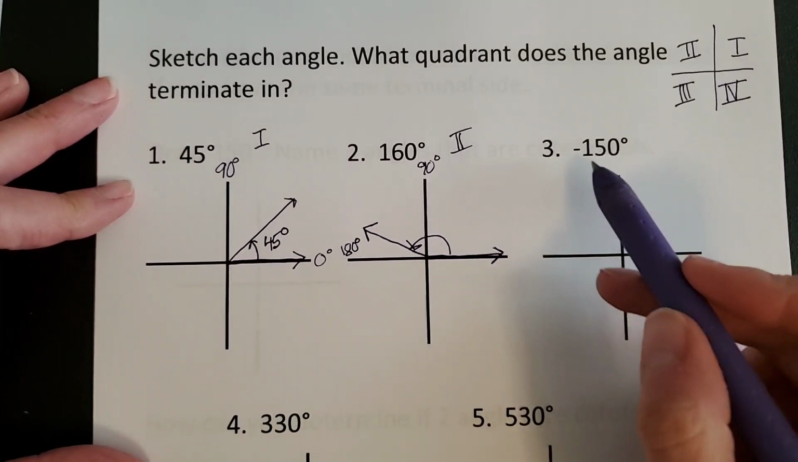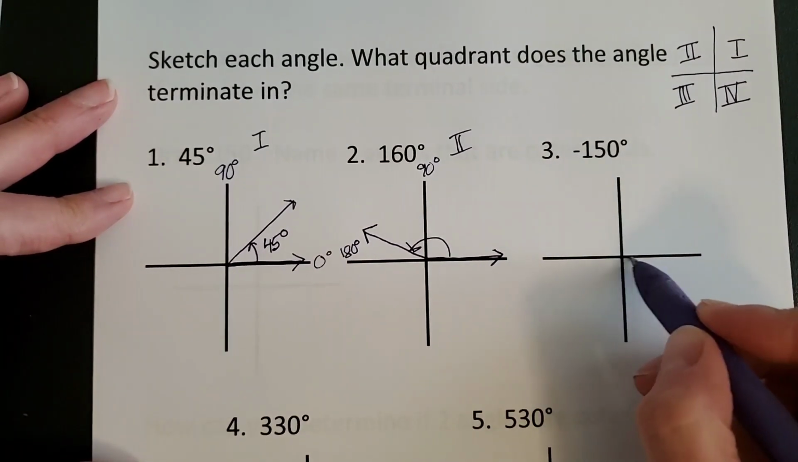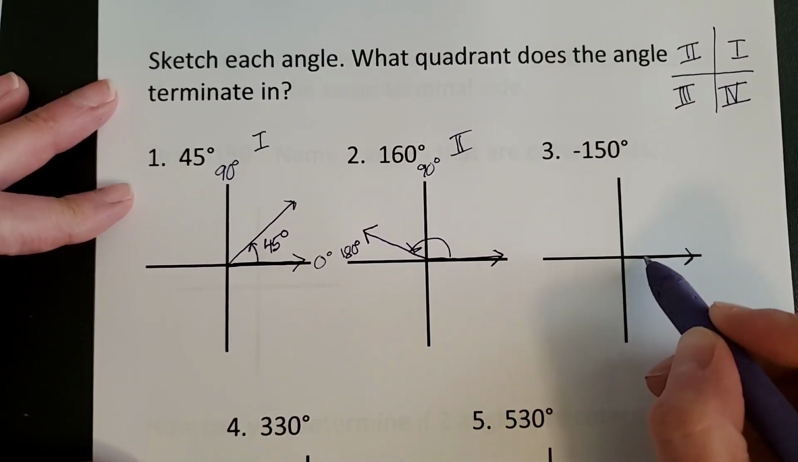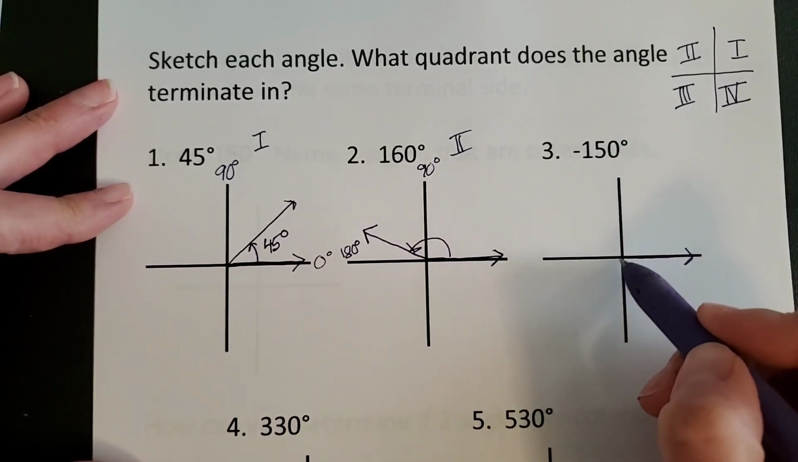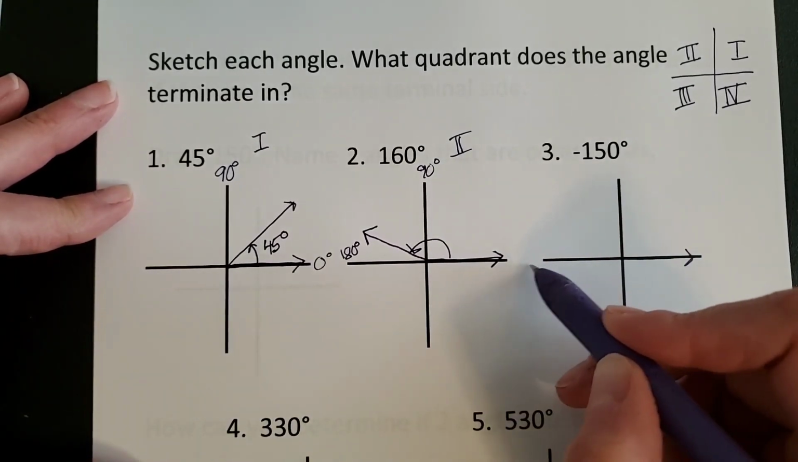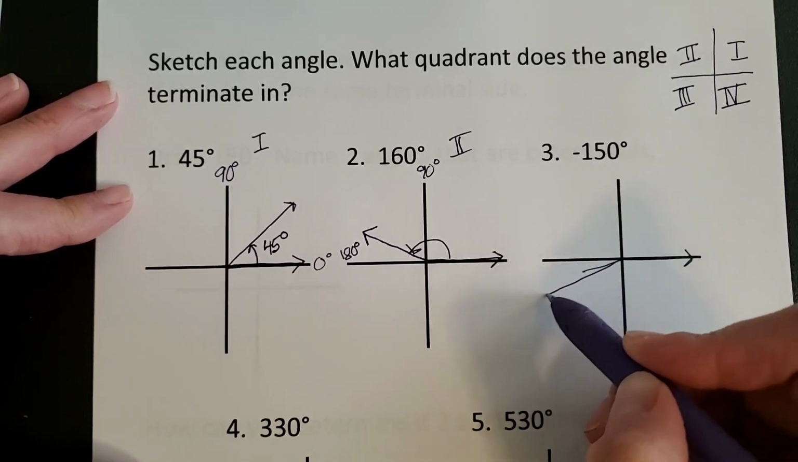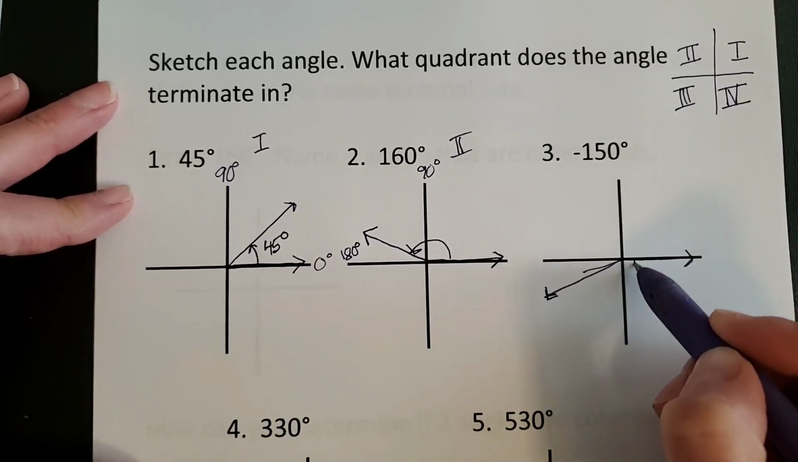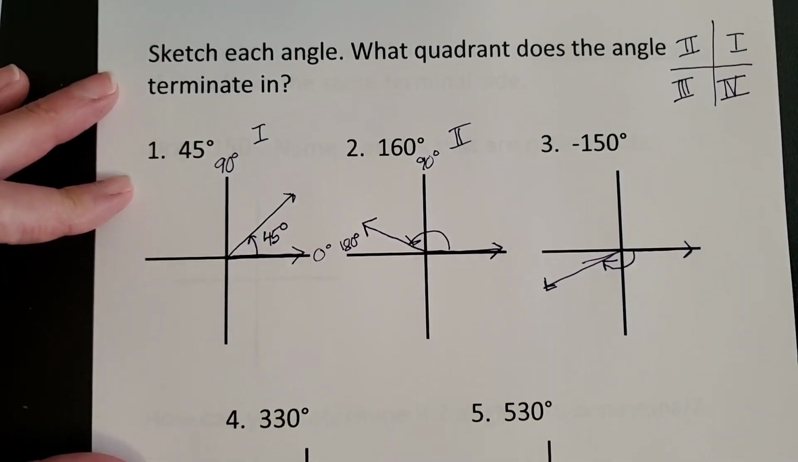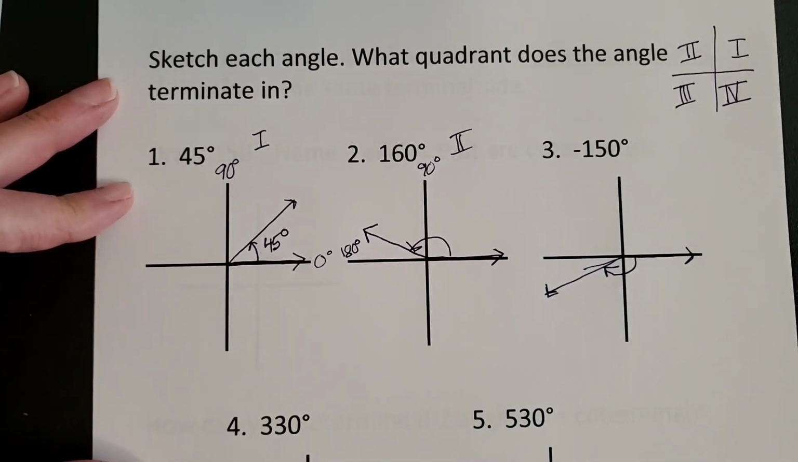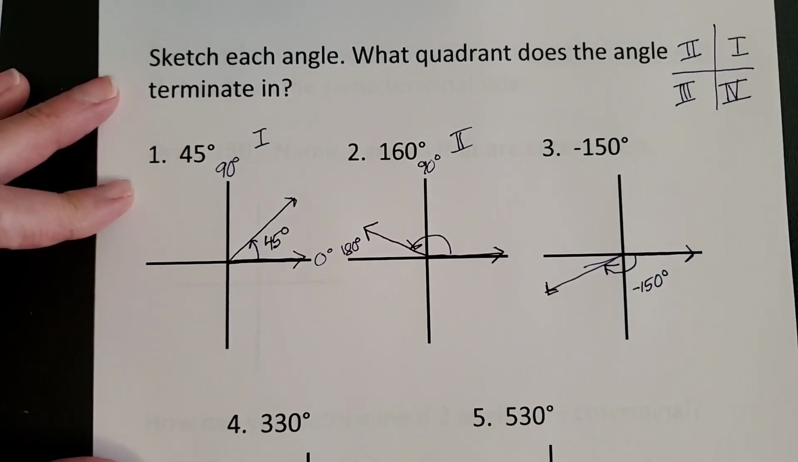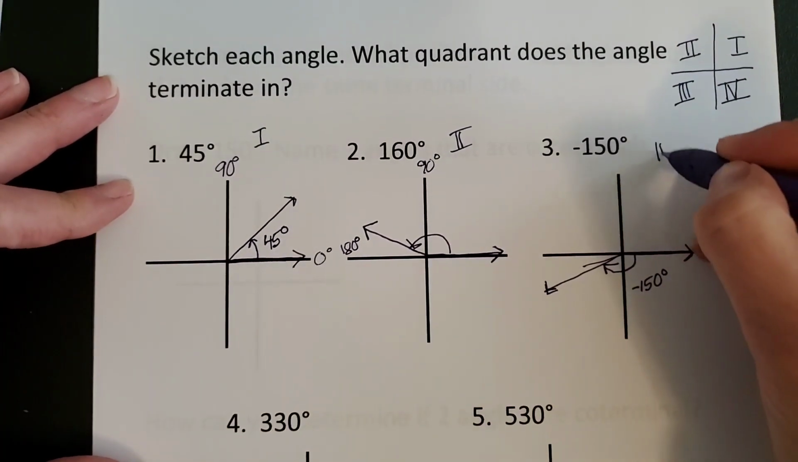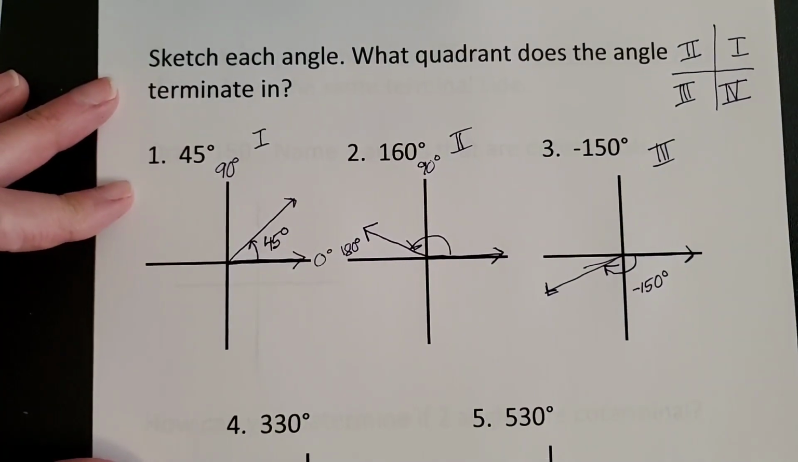Negative 150 degrees. I notice the negative, that means I'm going to start here in that standard position, but I'm going to be going down instead of up, and I'm going to be going back 150 degrees. That means that this over here would be negative 180. It will be 30 degrees away from that 180 there. So this would be negative 150. That is going to terminate in quadrant 3.